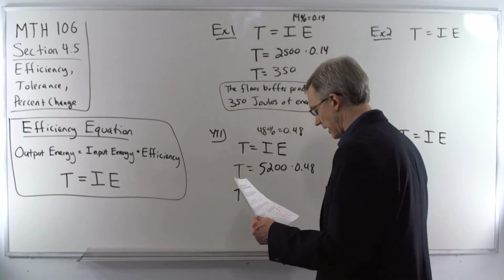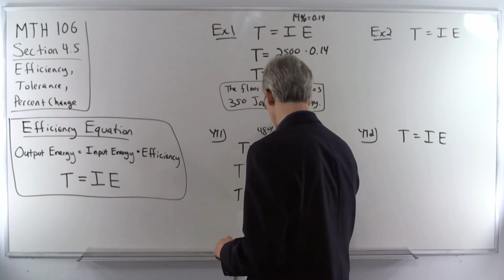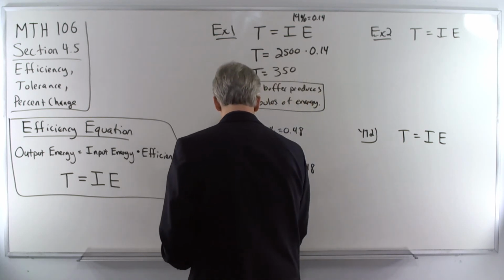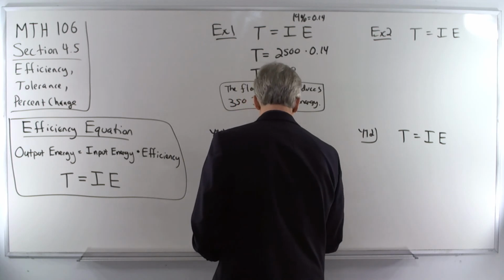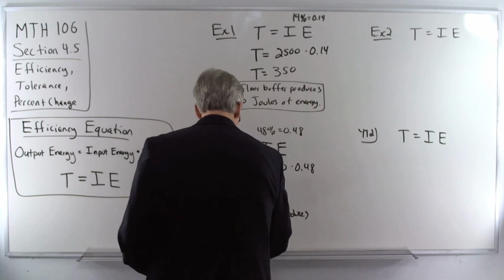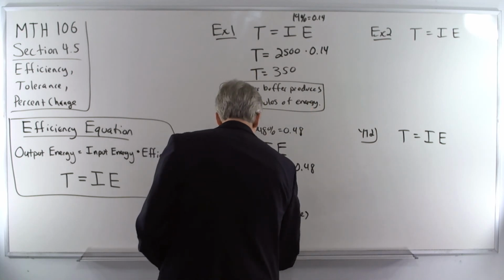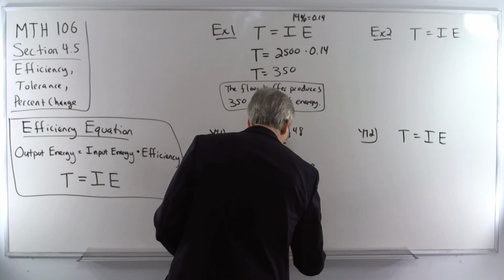So that is 2496, so we multiply that out. 2496, so the arc welder produces 2496 joules of energy.